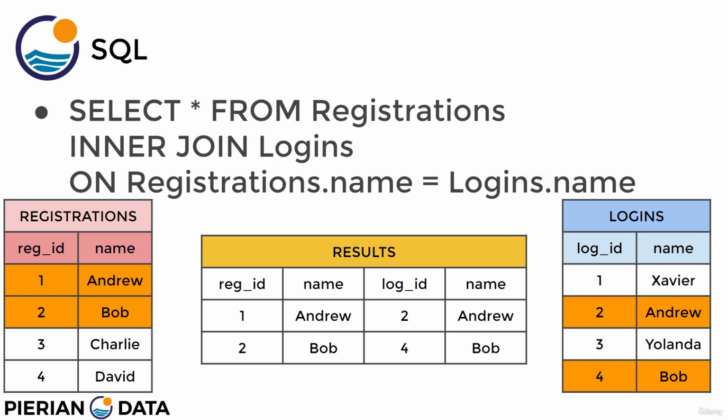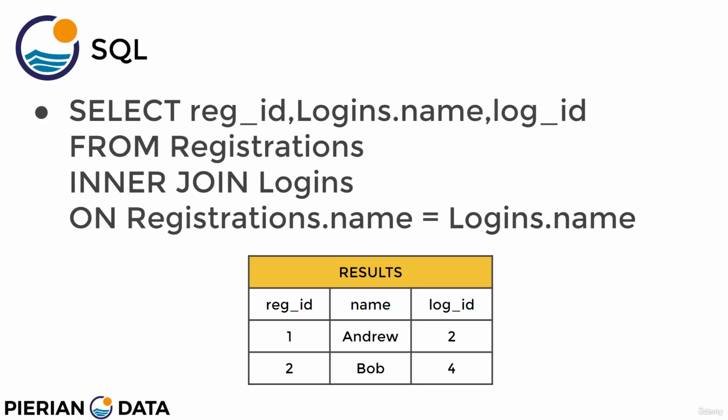Again, an inner join is looking for matches that exist within both tables. And here we're saying select all the columns. Notice, because we said select all the columns, the name column happens to be duplicated or repeated twice because there's both a name in the registrations and a name in the logins. If you wanted to get rid of this duplication, what you can do is actually specify what columns you want. So here I'm saying select registration ID, logins.name, then login ID from registrations inner join logins on registrations.name equals logins.name.